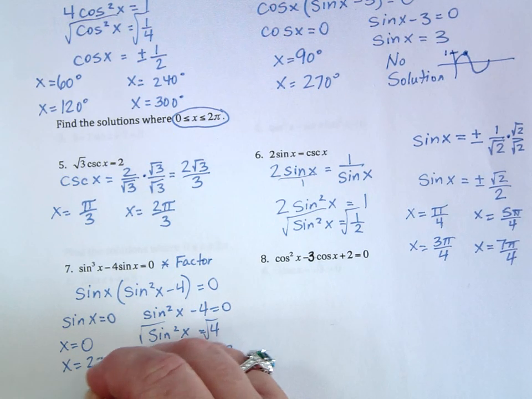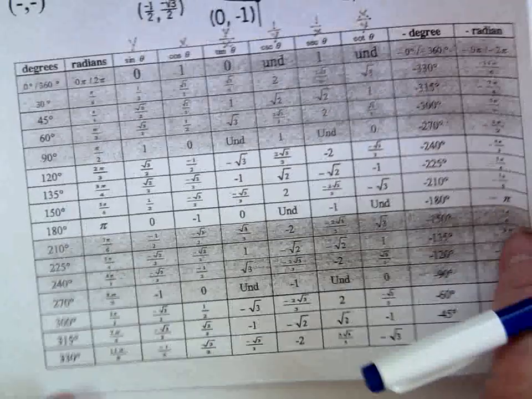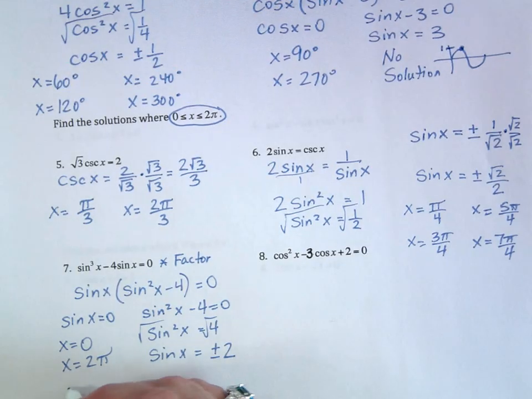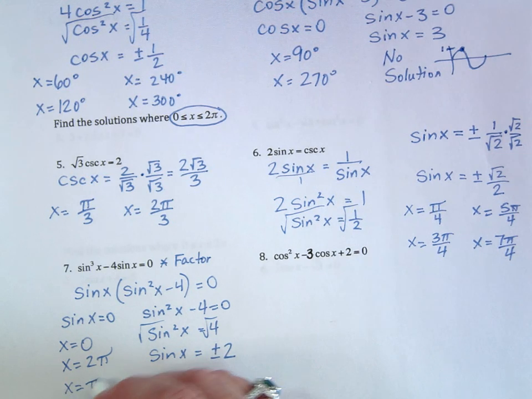Is there another spot? I didn't finish looking down the column. And there is, at pi. So there you go, there's my third answer. This one has 3 answers: 0, 2 pi, and pi.